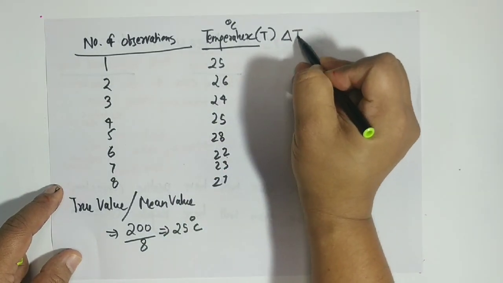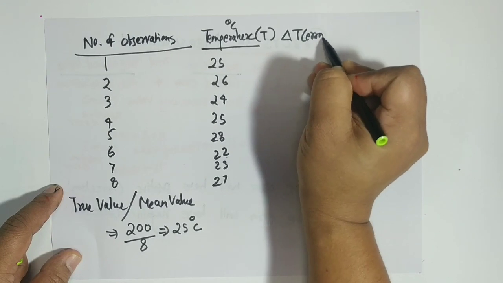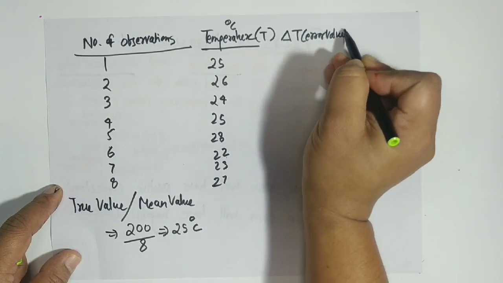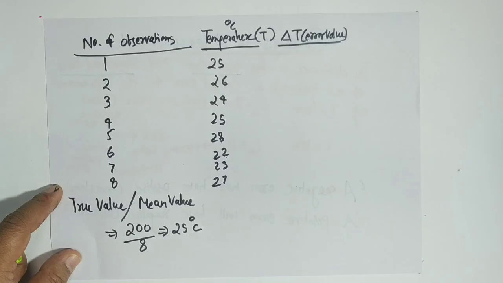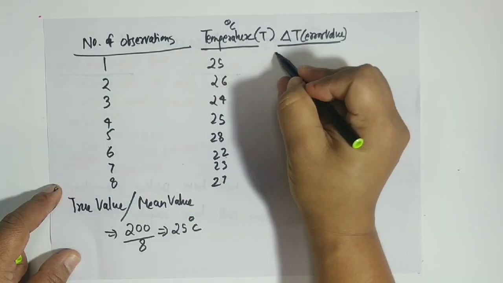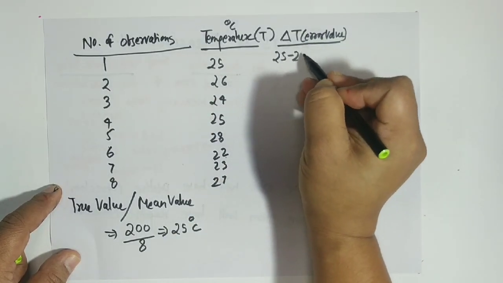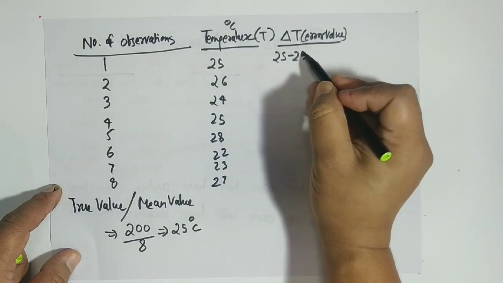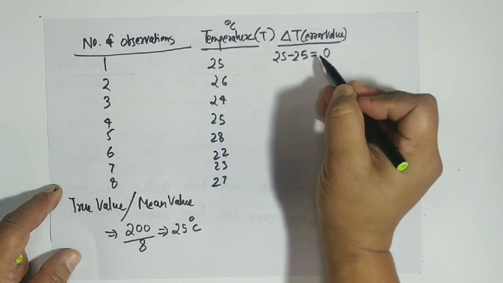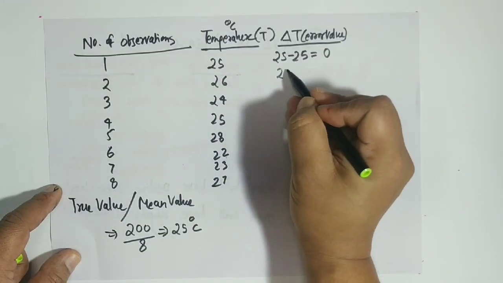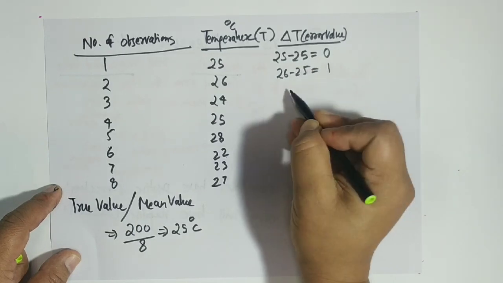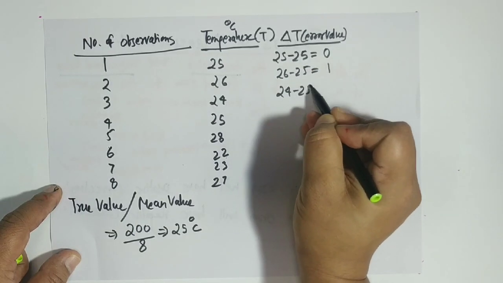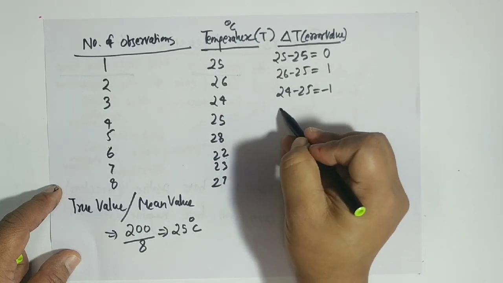Now the error value. The error value is the difference, measured minus true, denoted by a small delta. So 25 minus 25 is 0. Then 26 minus 25 is 1. Then 24 minus 25 is minus 1, a negative error.